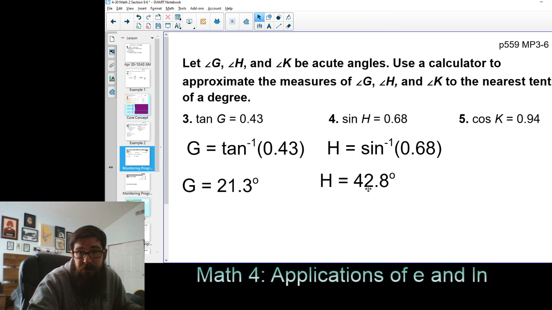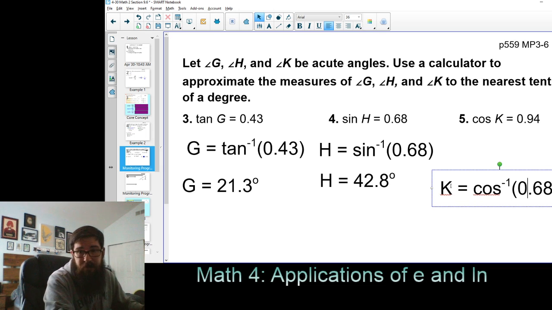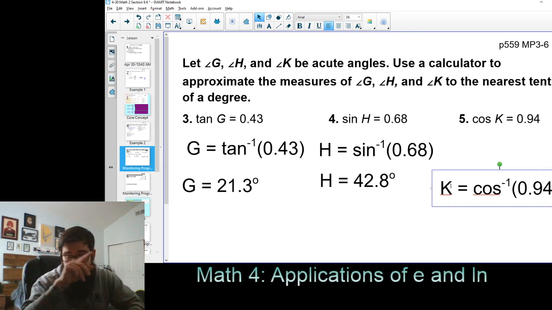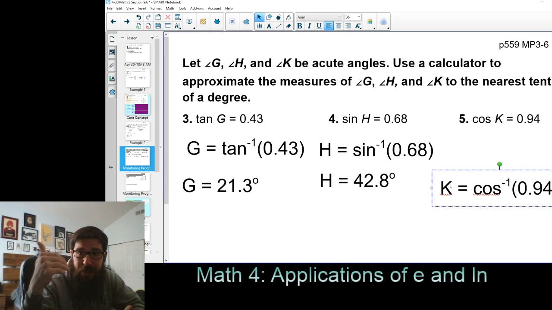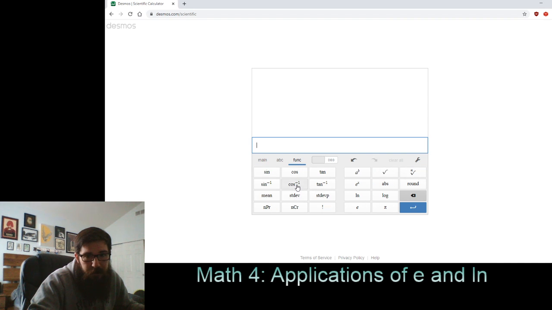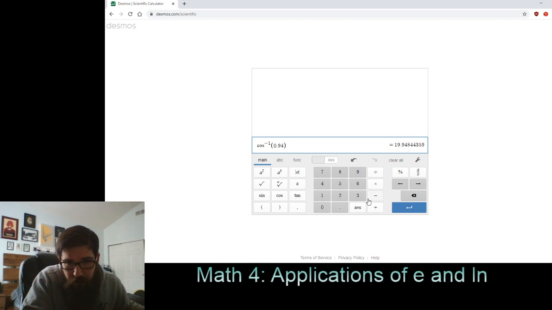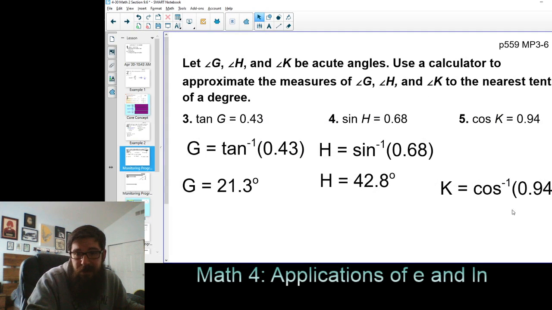Okay, last one, cos of k is 0.94. So what's this going to look like? K is now going to equal the inverse cos of 0.94. If I cleaned that fraction up into a decimal, my adjacent over hypotenuse would turn into that 0.94. What is the inverse cos of 0.94 going to be? I'm doing the Desmos one here, so go to function, type 0.94, and we get 19.94, so rounded to the nearest tenth would be 19.9 degrees.